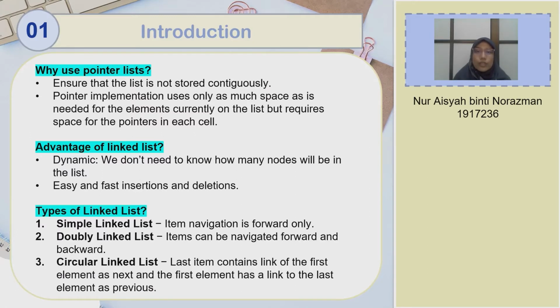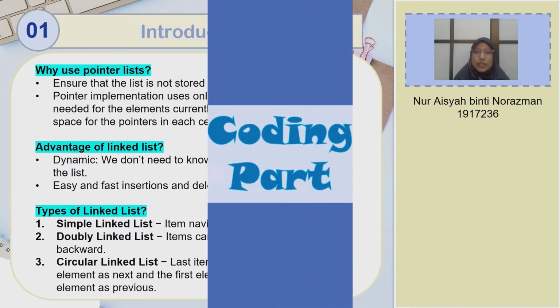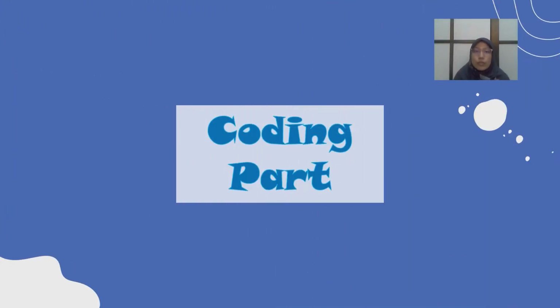So, we have three types of linked lists, which are simple linked list, where item navigation is forward only, then double linked list, where the item can be navigated forward and backward, and lastly, circular linked list, where the last item contains a link to the first element as next and the first element has a link to the last element as previous.